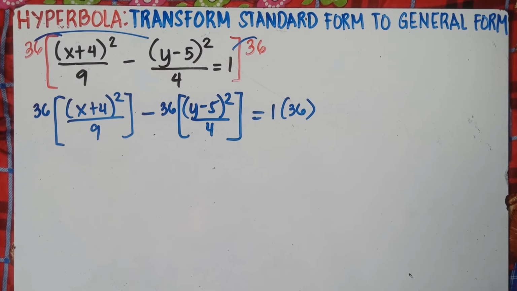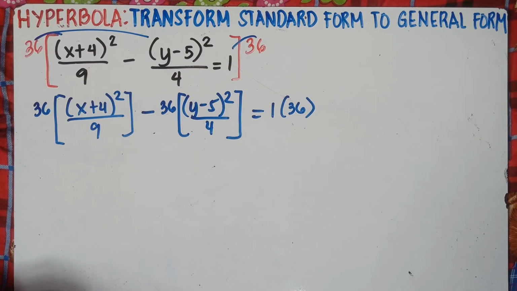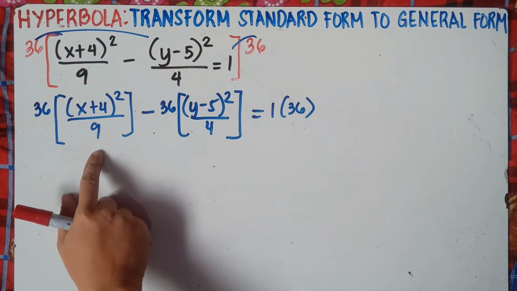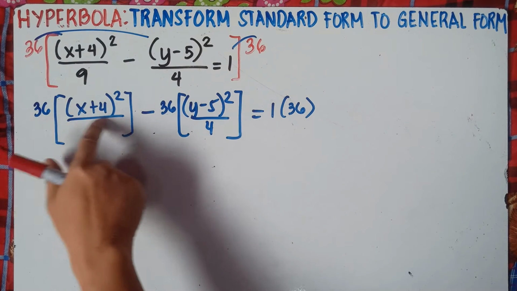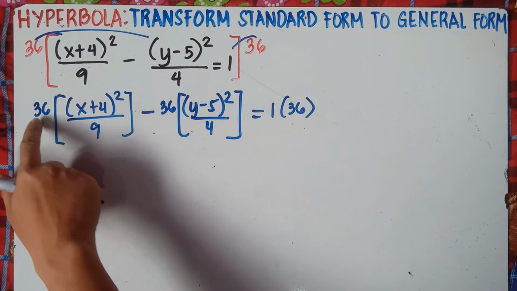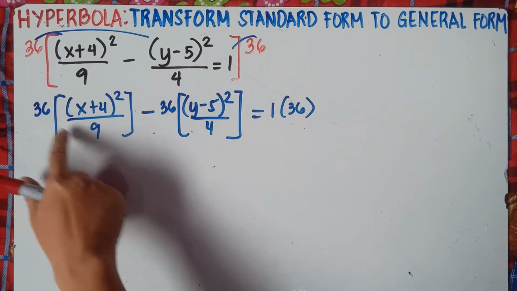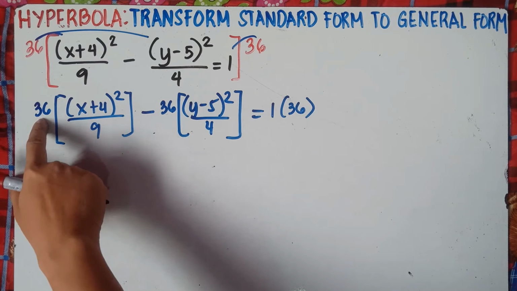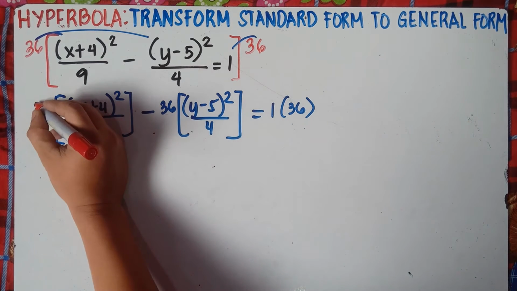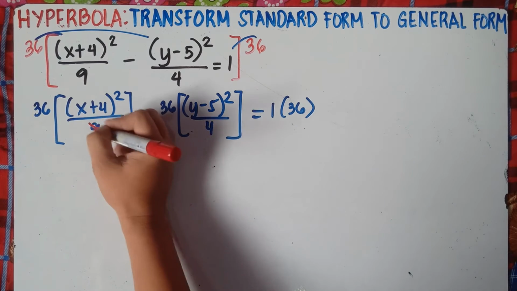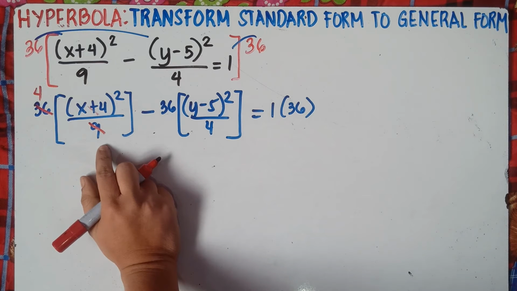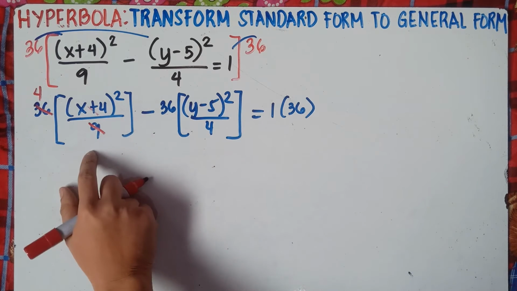Alright, once you distribute, class, the next step is you need to multiply. Now check this one, class. Before multiplying 36 by this equation, can we reduce 36 and 9? Can we divide 36 by 9? Yep, we can. 36 divided by 9 is 4. So we can reduce this one into 4, and we just eliminated the denominators, class.